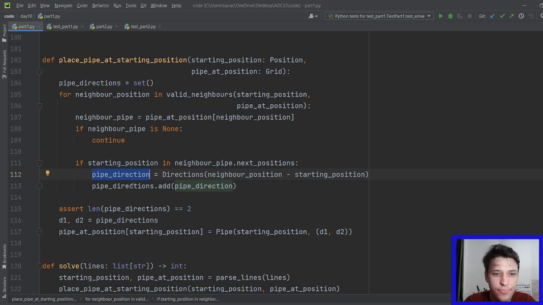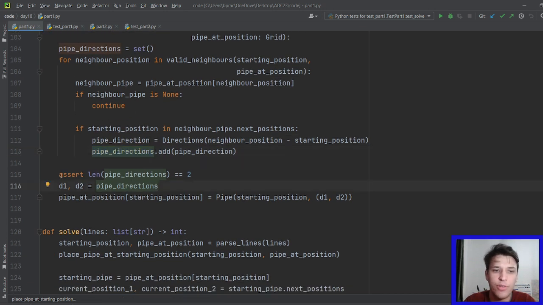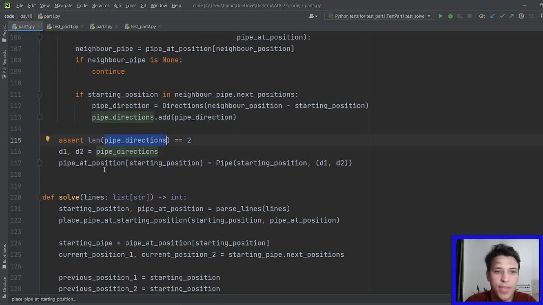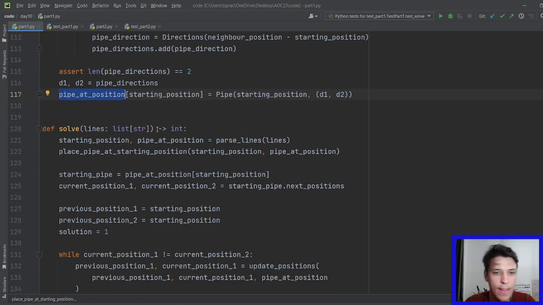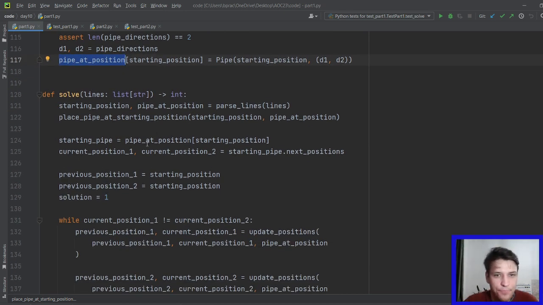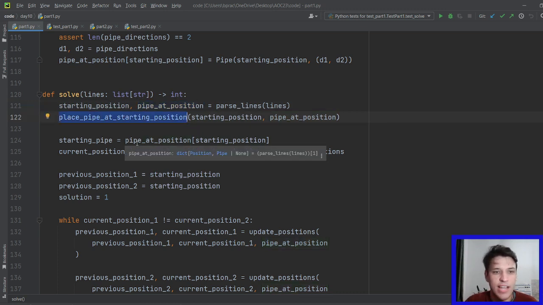And we save that in our set of directions. And then we know that there should be exactly two, so we double check if that's the case. And then we define this new pipe based on the starting position and the two directions we found and add that to the dictionary. And with that, we can solve the problem. So we parse our lines into the starting position and this dictionary. Then we place the correct pipe at the starting position.